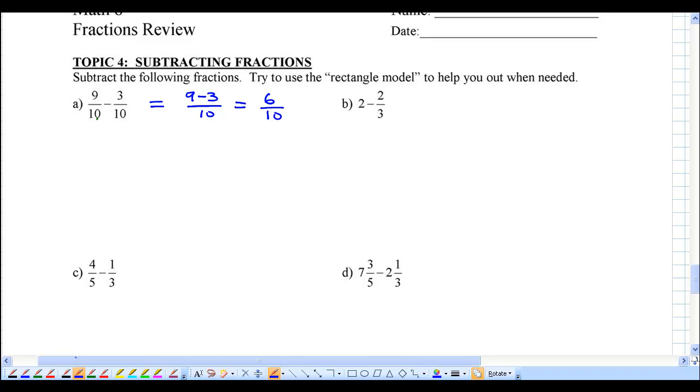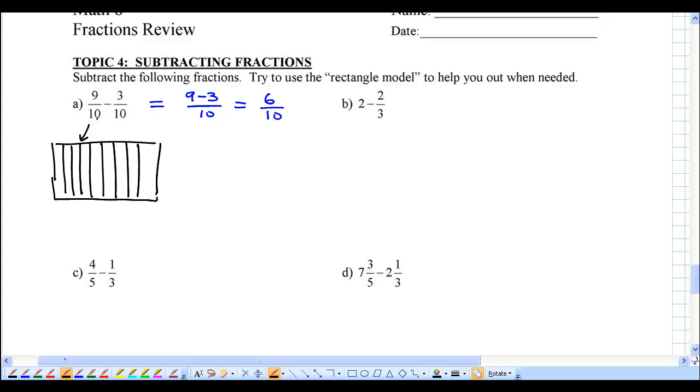Now, if you want a visual picture of what's going on, 9/10 is like, remember that big rectangle that I like to draw? I'm going to split this up into how many pieces if it's 9/10? 10 of them. So 1, 2, 3, 4, 5, 6, 7, 8, 9, and 10. And 9/10 means I shade in how many of them? 9 of them. I'll just shade them all like this.